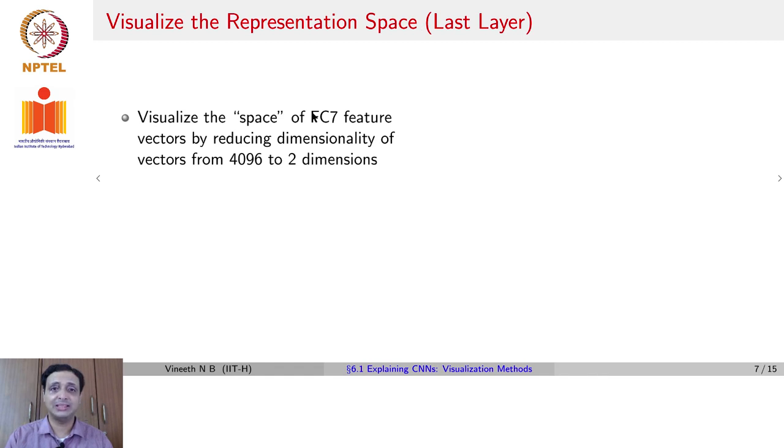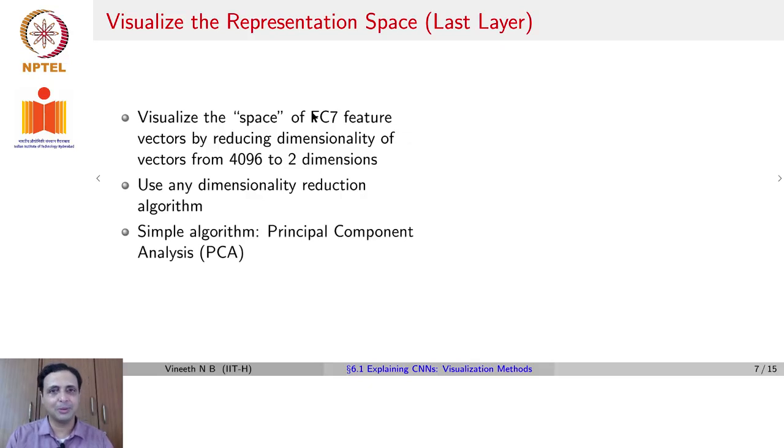You can now visualize the space of these FC7 feature vectors by reducing the dimensionality from 4096 to any dimension of your choice, but for simplicity, let's say 2 dimensions. How do we do this? Once again, hopefully you have done a basic machine learning course, and you know that you can use any dimensionality reduction method to be able to do this. A simple example could be principal component analysis. So you take all of those 4096 dimensional vectors of several input images and you do a PCA on top of them to bring all of them into a two-dimensional space.